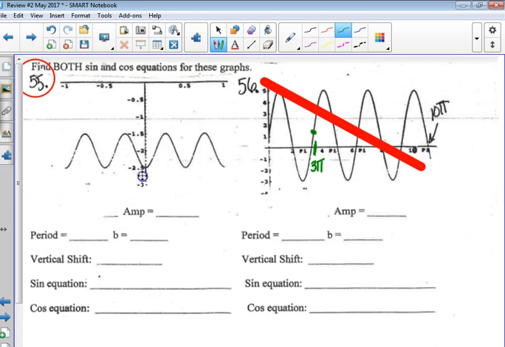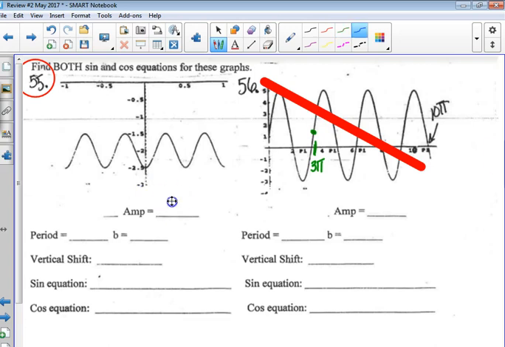The hard part here is that it says you have to write both a sine and a cosine. My suggestion is write the one that seems most comfortable to you first. The other one, the only thing that should change is a phase shift. The period is the same for both because the period does not depend on whether it's sine or cosine. It just depends on the length to complete one cycle. The amplitude doesn't change. The vertical shift doesn't change.